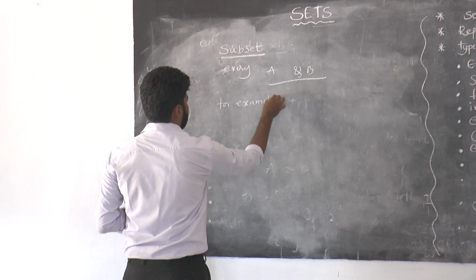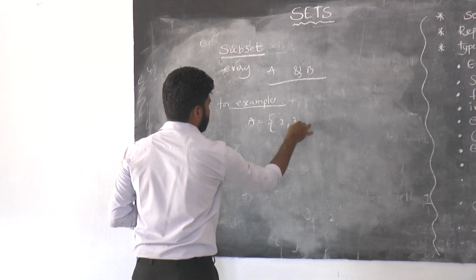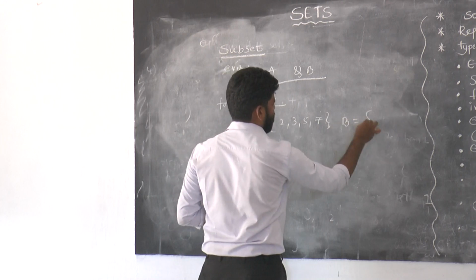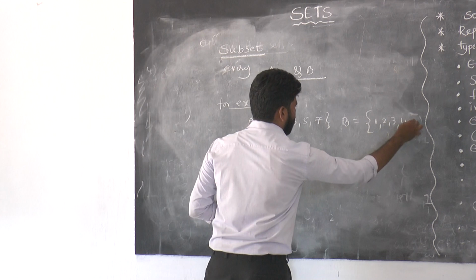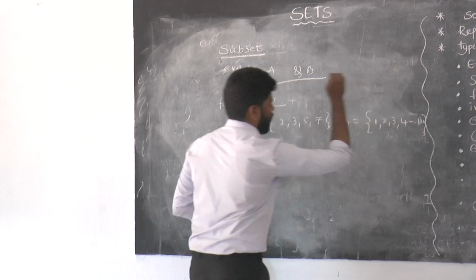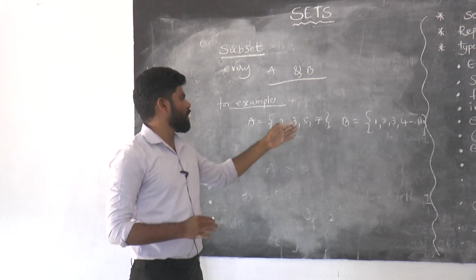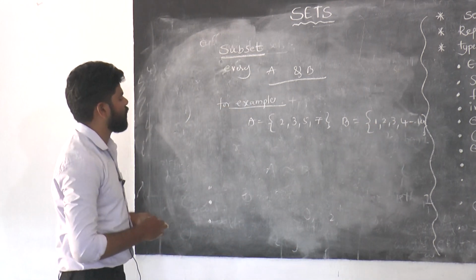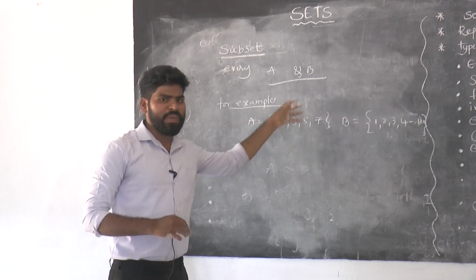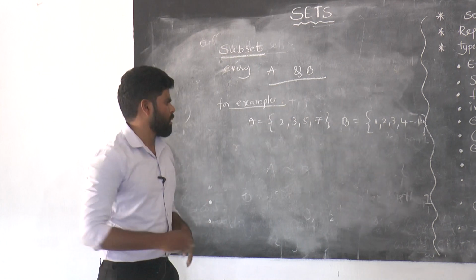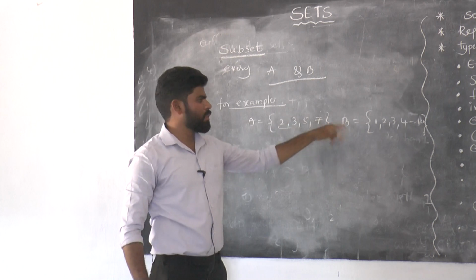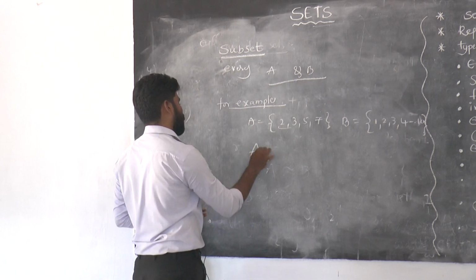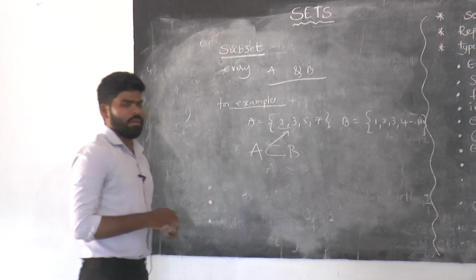For example, A is equal to {2, 3, 5, 7}, and B is equal to {1, 2, 3, 4, up to 10}. What is meant by subset? Already we discussed that all the elements of A are present in B. So 2 is there, 3 is there, 5 is there, and 7 is there. So that's why A is a subset of B. This is the symbol for subset.